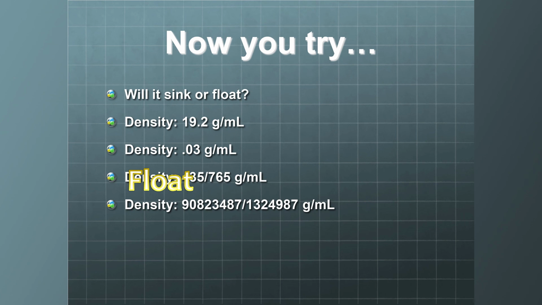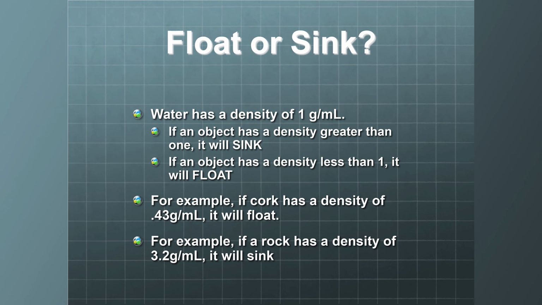And our last one is a tough one. That's a really big number. I would plug it into the calculator, or I would still use our trick to show that the top number is bigger, so it will sink. So remember, if the density is greater than 1, it will sink. If the density is less than 1, it will float.